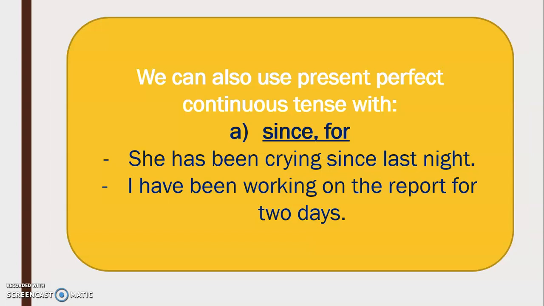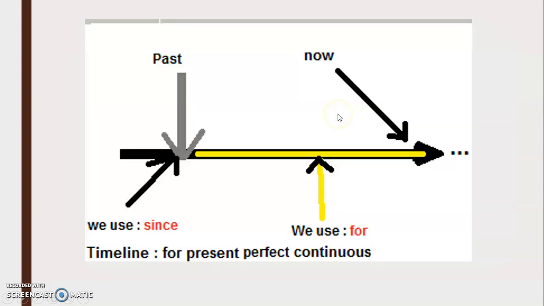Alright, we can also use the present perfect continuous tense with the words since and for in the sentences. Example here: she has been crying since last night, and I have been working on the report for 2 days. So when do we use since and when do we use for?